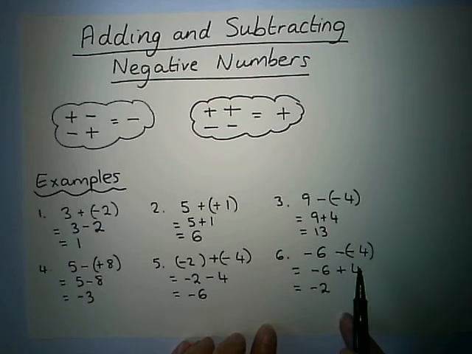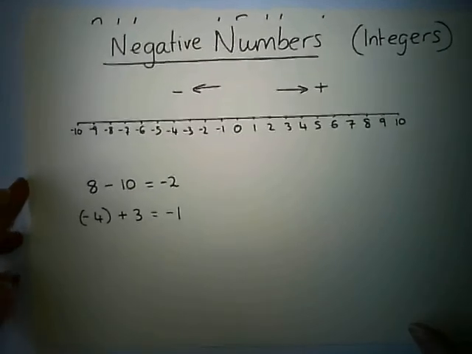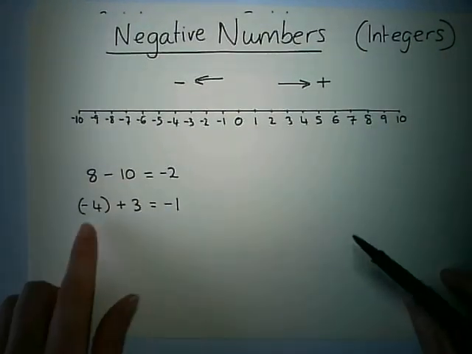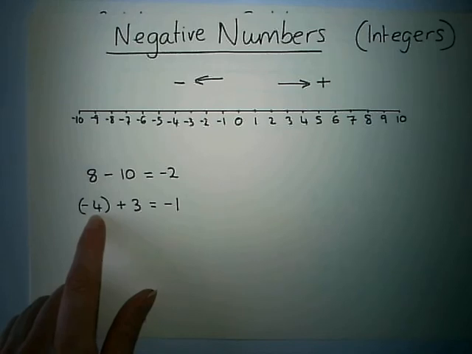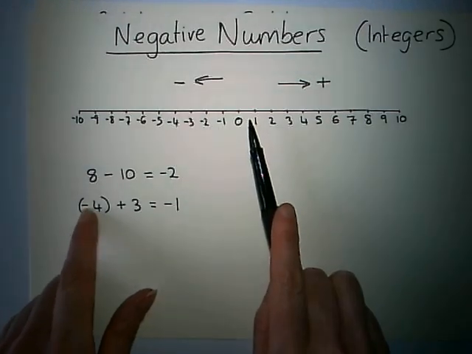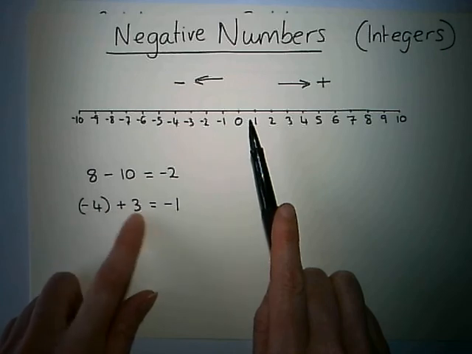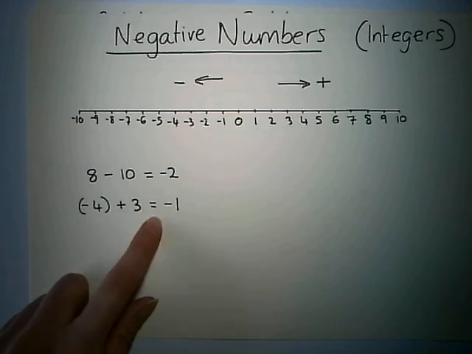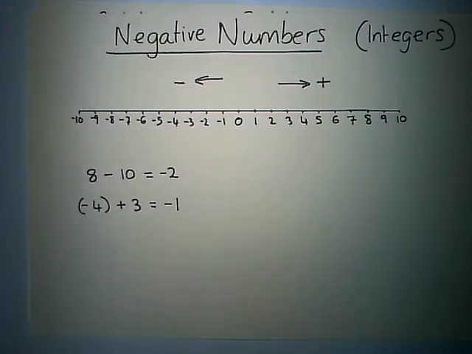Otherwise, it's just number line work. So if you get anything as easy as 8 take away 10, it just means start at 8 and subtract 10. Or if you get something as easy as -4 plus 3, just start at -4 and add 3. You wouldn't look at their signs and try and swap any signs into that. Just do number line work when it's that straightforward. Okay, hopefully that helps.